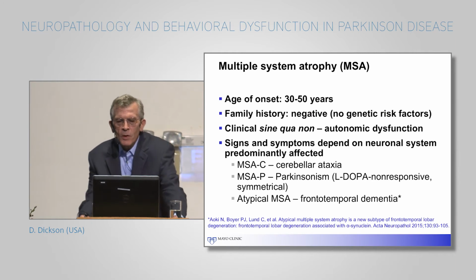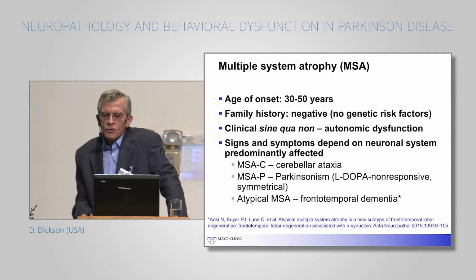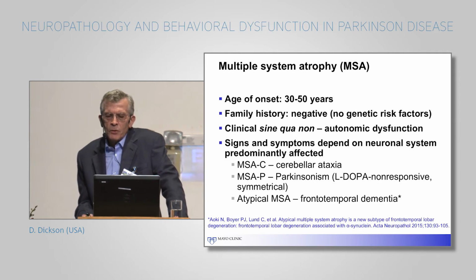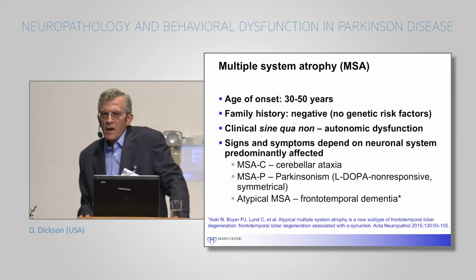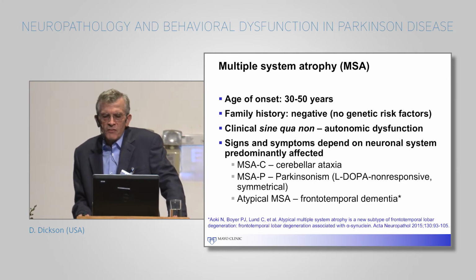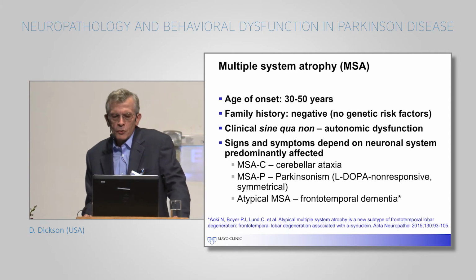So I want to move on to multiple system atrophy. This is another synucleinopathy. It's usually a sporadic disorder. There are very few examples of familial cases. There are very few genes. There's COQ2 that's been implicated in Asian studies of MSA, but it hasn't been found in Europeans or in North Americans. The sine qua non for the clinical syndrome is autonomic dysfunction. These patients have to have autonomic dysfunction to meet clinical criteria.